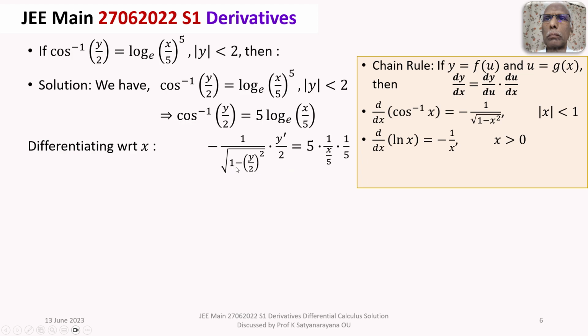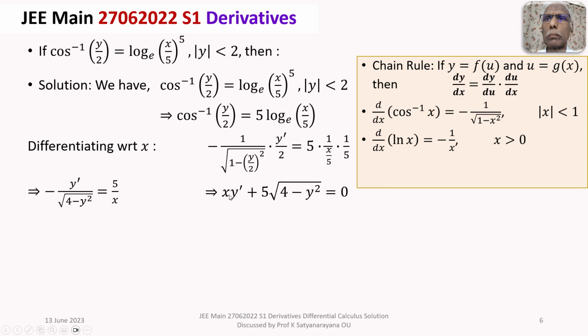And here we take the LCM. LCM means 1 minus y square by 4. Take the LCM under this square root, so it will be 4 minus y square by 2. That 2 and this 2 cancel, and you obtain minus y prime by under the square root of 4 minus y square, that is equal to 5 by x. Now cross multiply and simplify. You will get x y prime plus y times under the square root of 4 minus y square.